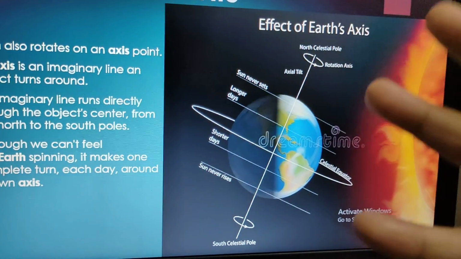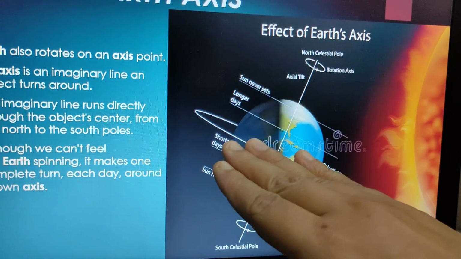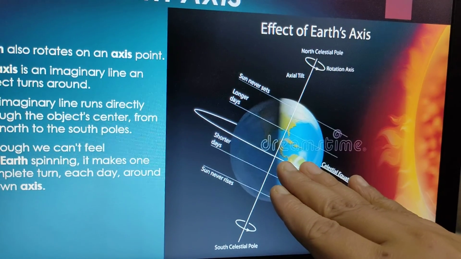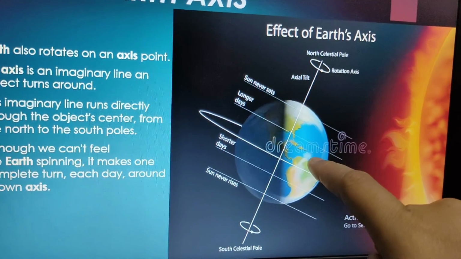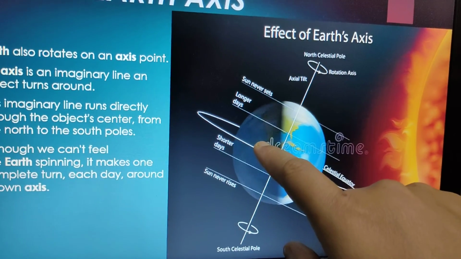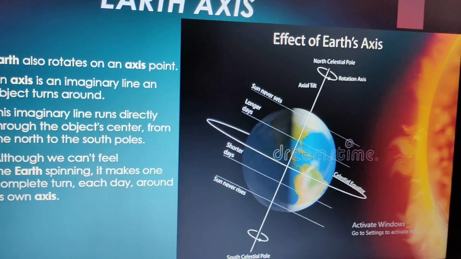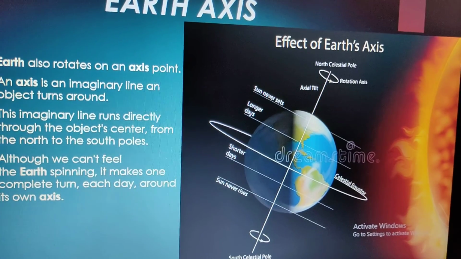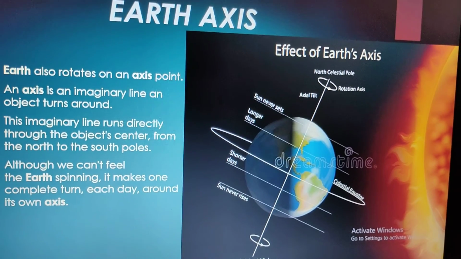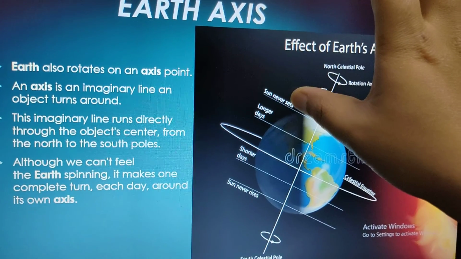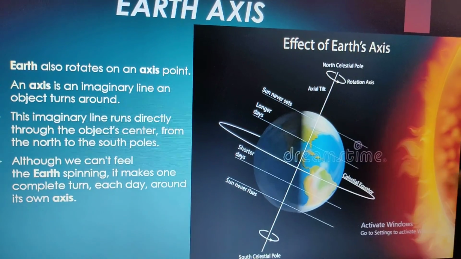Once the Earth takes a tilt again, this portion will face the sun and this portion will be away from the sun. Then this portion will have night and this portion will have day. That is how things take place. The portion facing the sun has day, and the portion not facing the sun has night. Now, these points: sun never sets, longer days, shorter days, sun never rises.